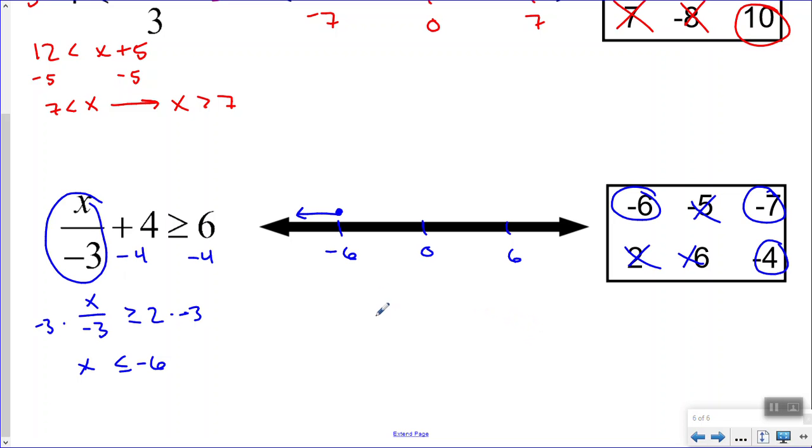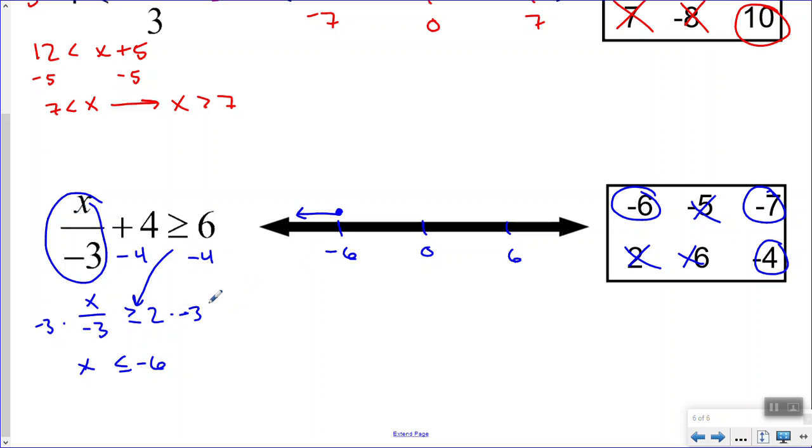Alright, check your answer. Did you catch the part where you had to flip the sign? The first thing that we had to do here was subtract 4 from both sides. Because it's not multiplication or division by a negative, we leave the inequality as it was. However, in the next step, we have division by -3. The only way to undo that is to multiply both sides by -3.